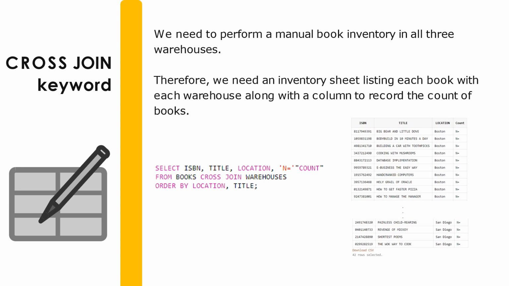Take note that using Cartesian product may be applicable at times. For example, we would like to take the inventory of each of our books for each of our warehouses. We demonstrate it here using the cross-join keyword. However, we can use any of the cases we have just discussed. In this example, we need to list all the possible combinations of books and the warehouses. And we just added a dummy column called count for us to put our notes in a printed inventory sheet.